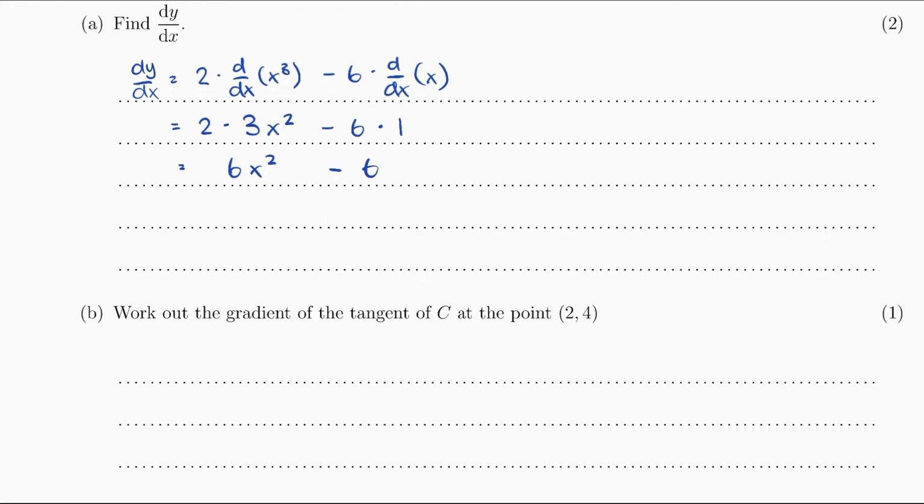Similarly to question 1, we can work out the gradient of the tangent of C at the point (2, 4) by substituting in x equals 2 into dy over dx. So therefore, at x equals 2, dy over dx is equal to 6 multiplied by 2 squared minus 6. 6 multiplied by 2 squared is 6 times 4, which is 24, and you take away 6 to give 18. So therefore, the gradient of the tangent of C at the point (2, 4) is 18.